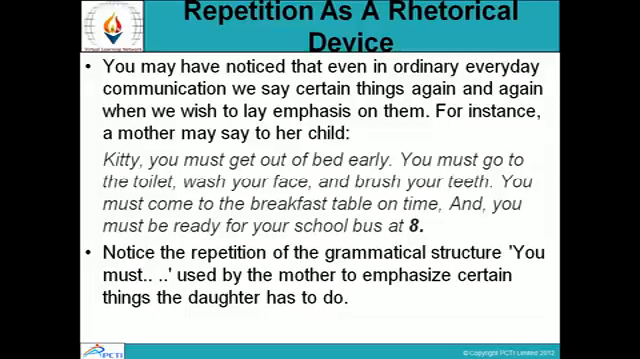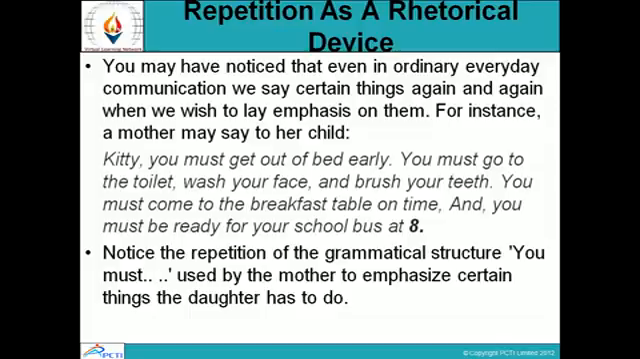How does repetition work as a rhetorical device? You may have noticed that even in ordinary everyday communication, we often say things again and again because we want to emphasize them. When we wish to lay emphasis on them, we often say them repeatedly.